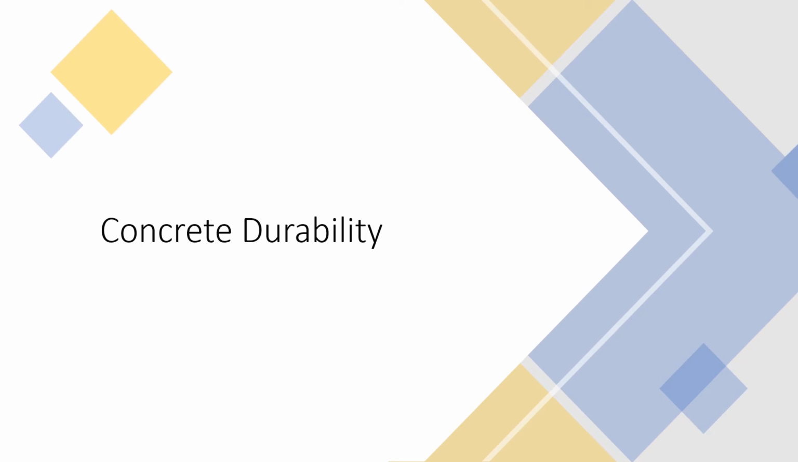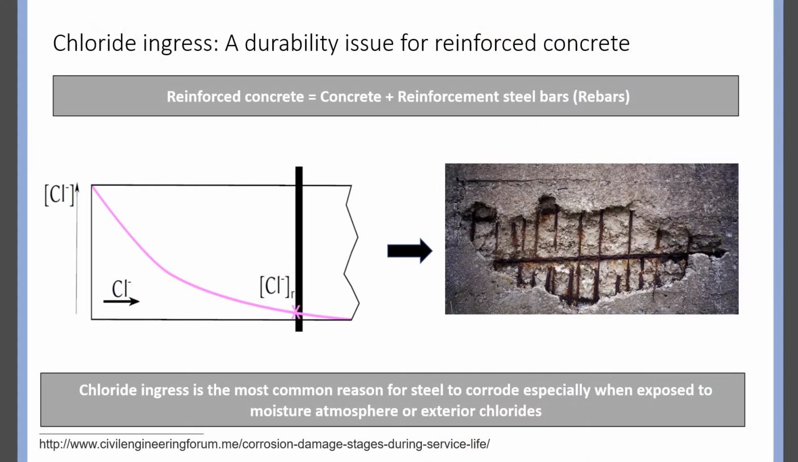This takes us to concrete durability. For reinforced concrete, chloride ingress is one of the biggest threats for structure durability. It is, in fact, the most common reason for steel to corrode. When exposed to moisture or an exterior chloride source, chloride ions infiltrate concrete structures and transport within until they reach the steel-made rebars and corrode them.